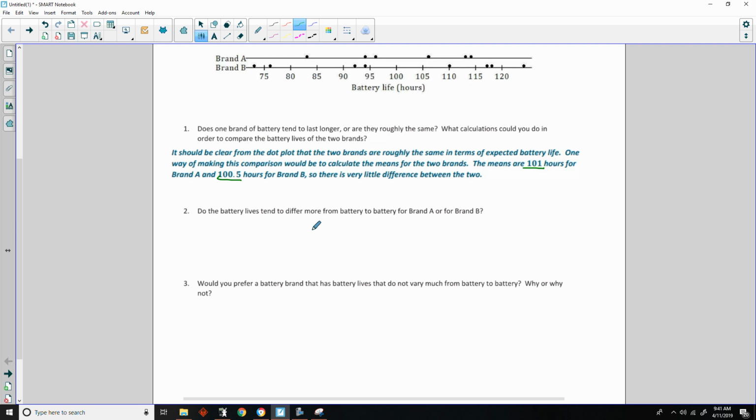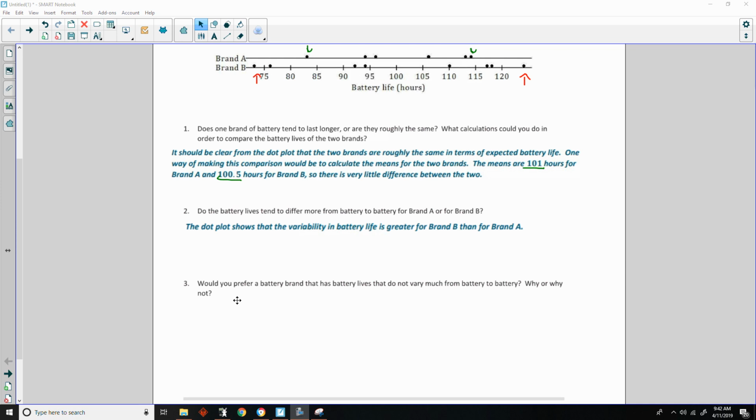Number 2. Do the battery lives tend to differ more from battery for brand A or brand B? Well, when they talk about differ more, they're talking about the variability. They're talking about the ranges. So brand A goes from 83 minimum to a maximum of 114, and brand B goes from 73 all the way up to 124. So they differ more for brand B. And in answering in a complete sentence, I'd say the dot plot shows that the variability in battery life is greater for brand B than it is for brand A.